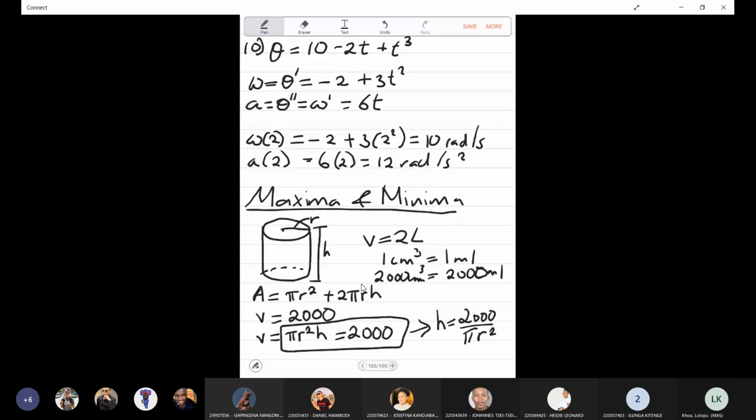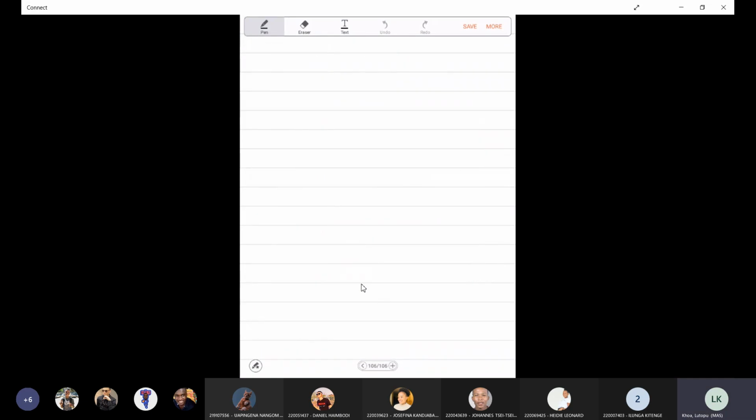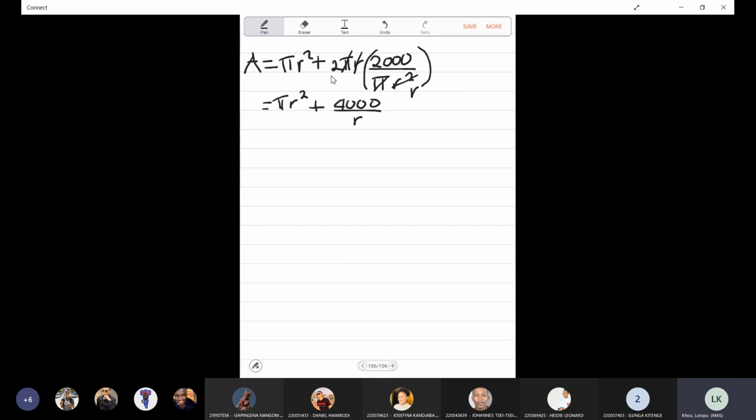So doing that, the substitution, we have a is equal to pi r squared plus 2 pi r. Then instead of h, I put 2000 over pi r squared. Okay, simplifying, this is pi r squared plus, you can see the pi's will cancel, r's cancel, you're left with 1r, and you have 2000 times 2, which is 4000 over r. Okay, so now we can differentiate because this is only in terms of one variable.